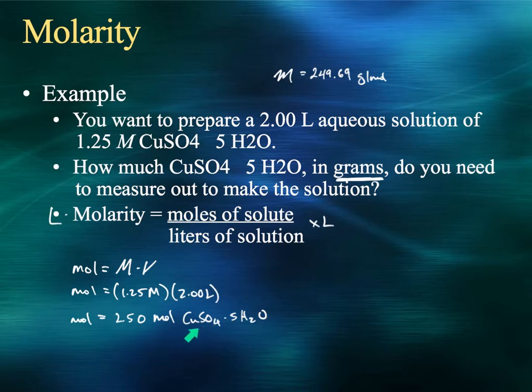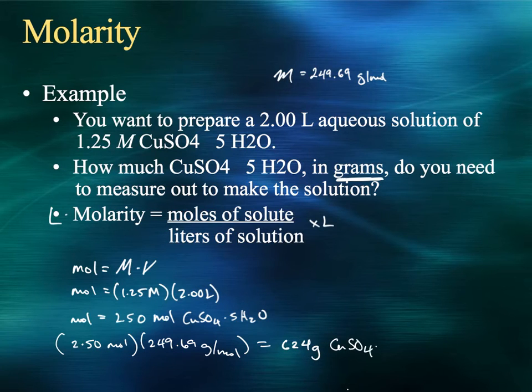But if this problem wanted an answer in grams, I need to make use of the molar mass of CuSO4·5H2O. So to find the mass, it's just going to be moles times molar mass. We're going to take the 2.50 moles times its molar mass, 249.69 grams per mole. That's coming off the periodic table, with 5 waters. So 2.5 times 249.69, we get 624 grams. So that's how much you'd have to put into the water to make it have that kind of concentration.